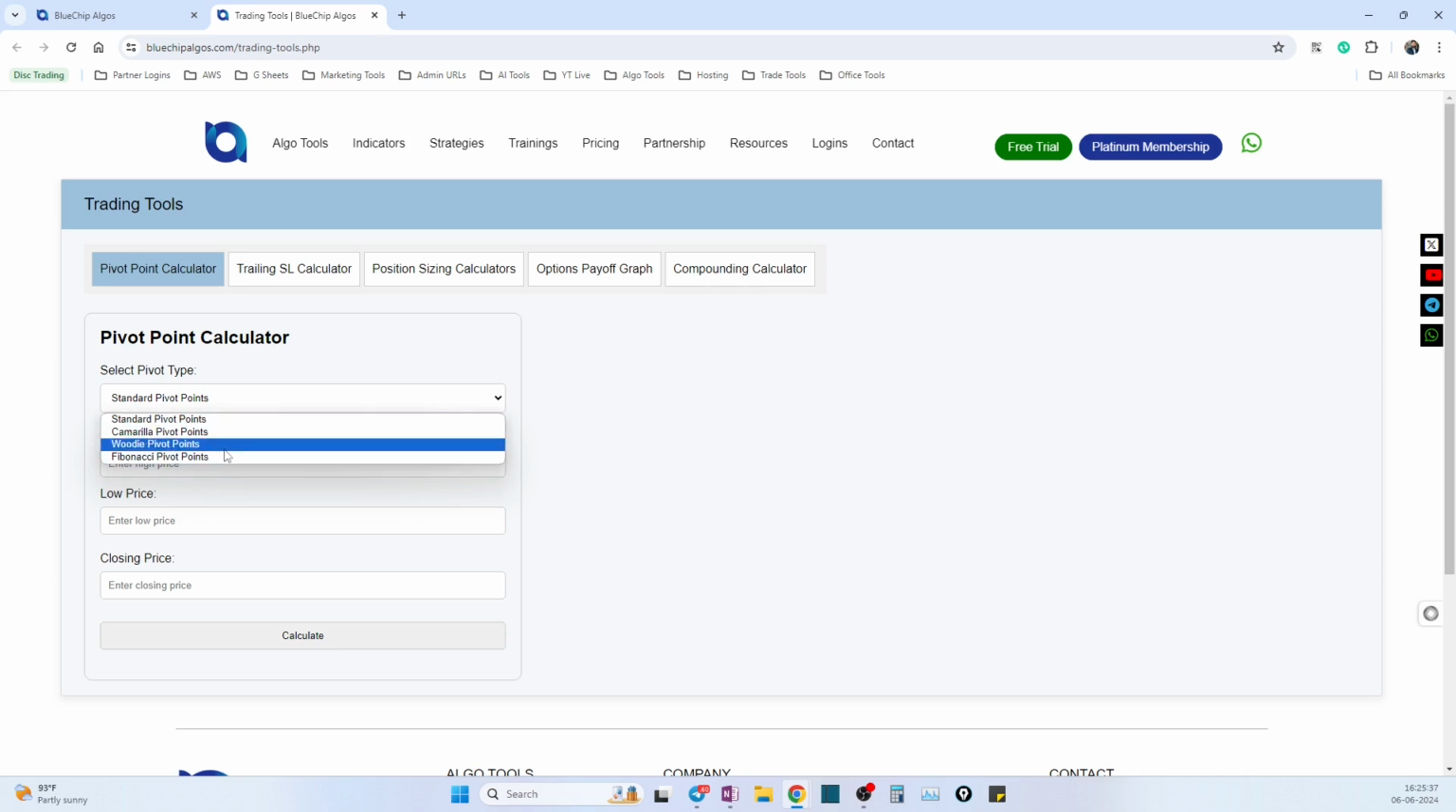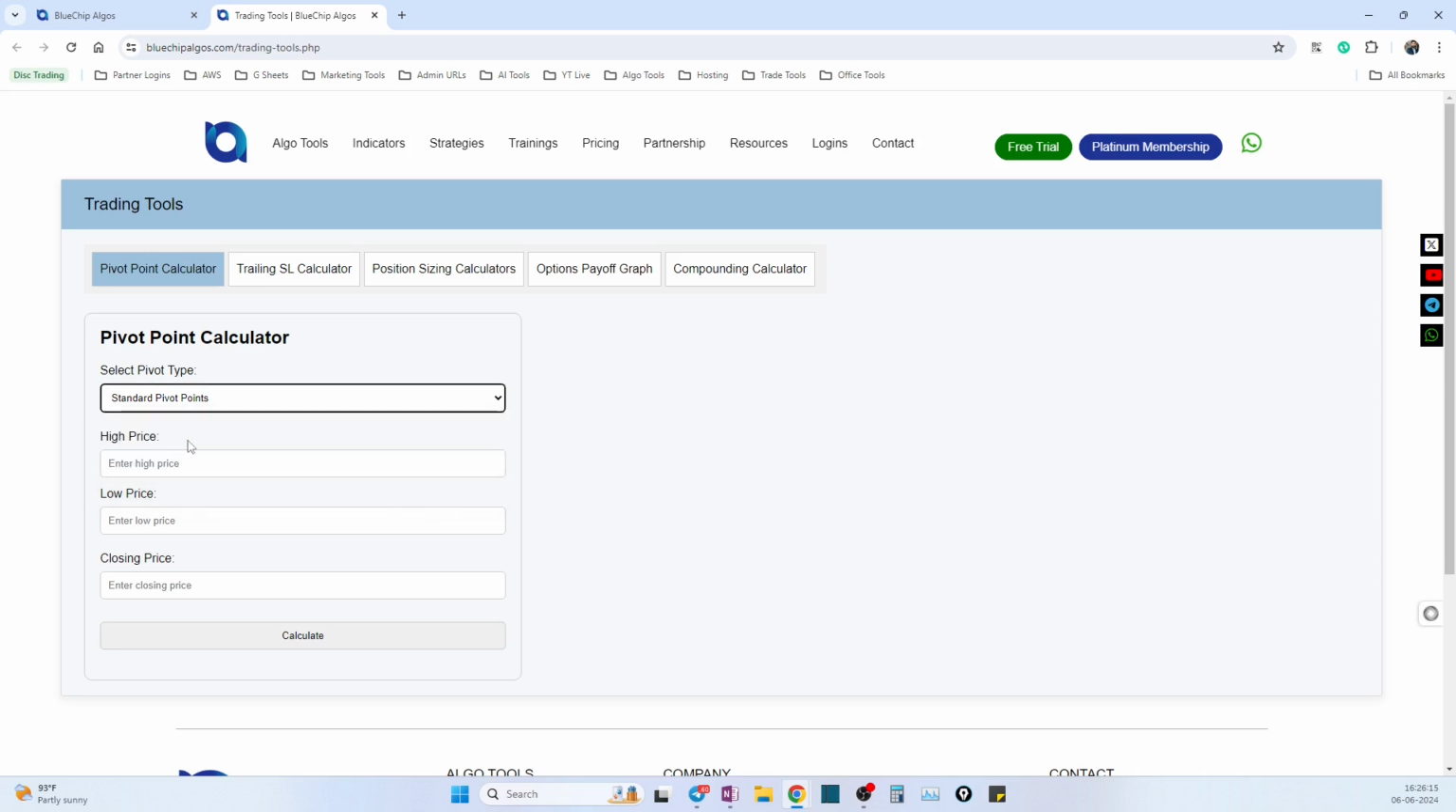As part of this, first you need to select the pivot calculator. There are a lot of types of formulas or calculators available to find these pivot points. One is the standard pivot point, second is Camarilla, third is Woodie, and the fourth is Fibonacci. You can choose any of these. It depends on your favorite type of pivot point calculator, because some people use standard, some people use Camarilla, so it's totally up to you which one you prefer. But we have given you an option to choose whichever is your favorite.